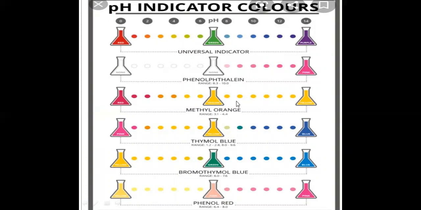Methyl orange turns yellow in basic solution and red in acidic solution. Thymol blue turns blue in basic solution and pink in acidic solution. Bromothymol blue is blue in basic solution and yellow in acidic solution. Phenol red is pink in basic solution and turns yellow in acidic solution.